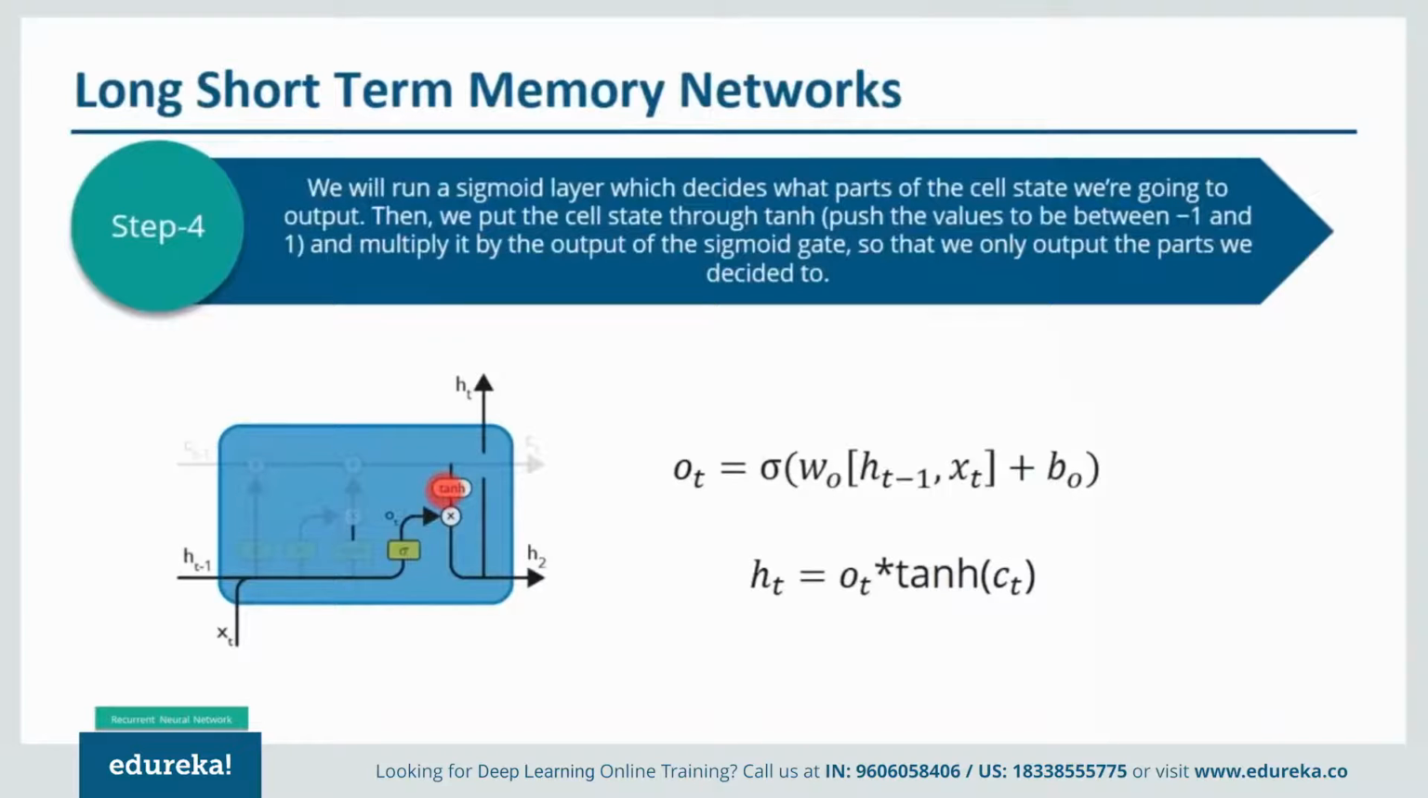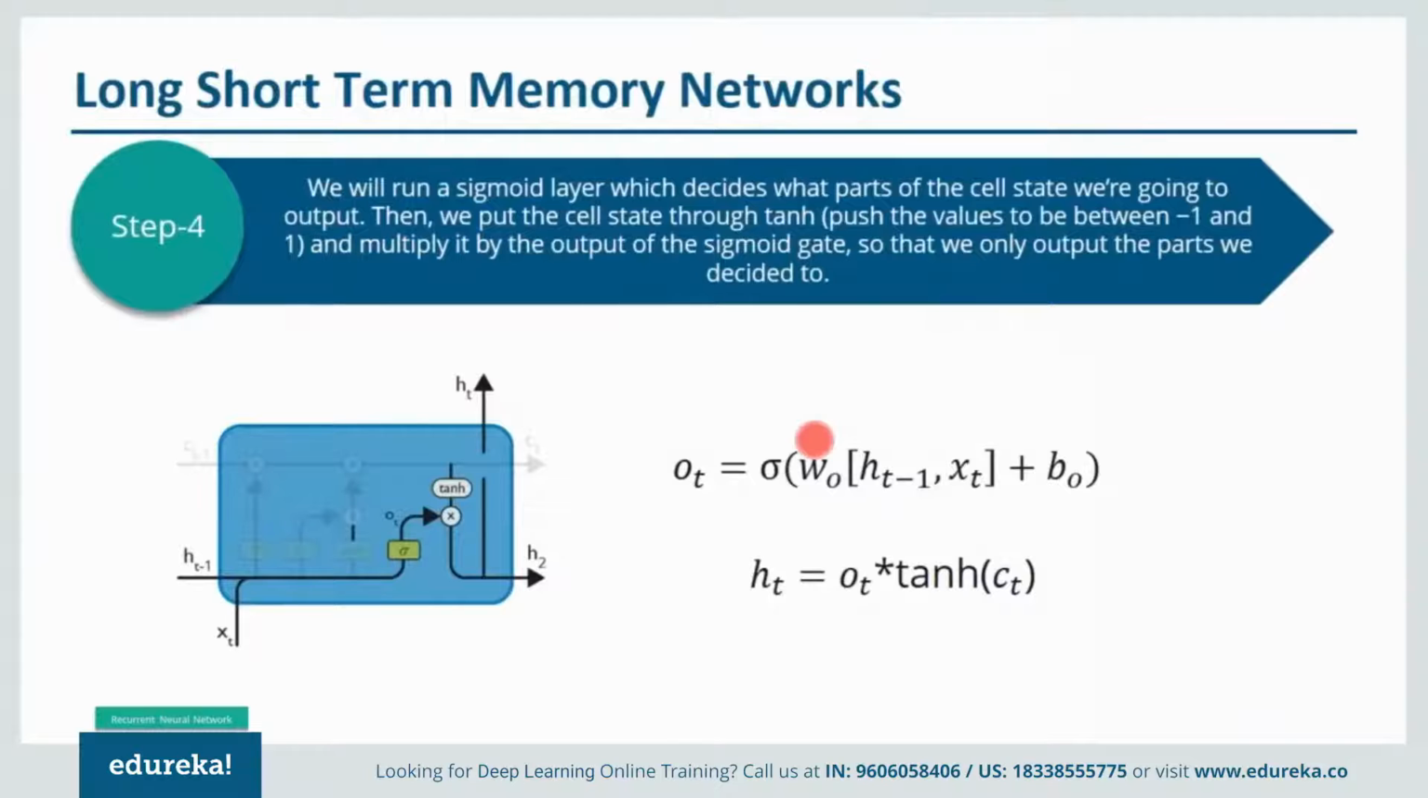And why do we do that? Just to push the values between -1 and 1. So after multiplying OT, that is this value, and tanh CT, we'll get the output ht, which will be our new output, and that will only output the part that we decided to. Whatever we have decided in the previous steps, it will only output that value.